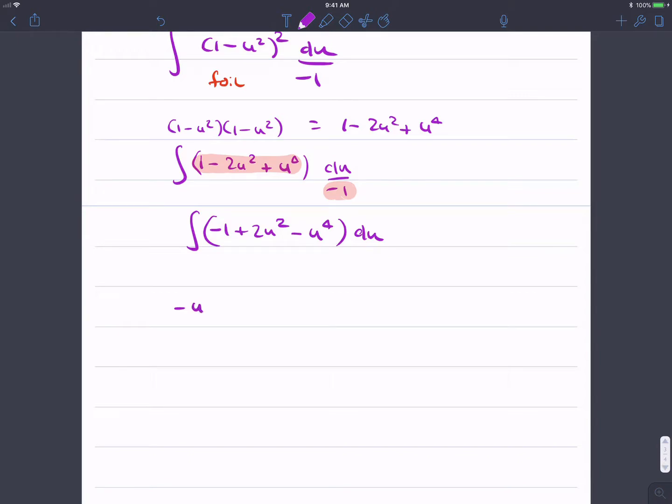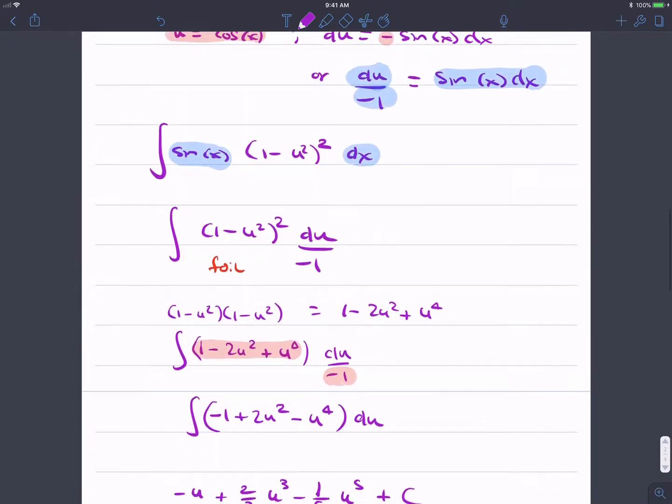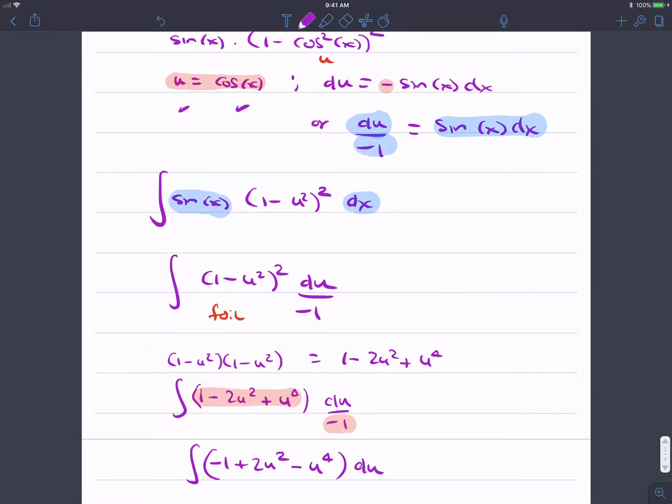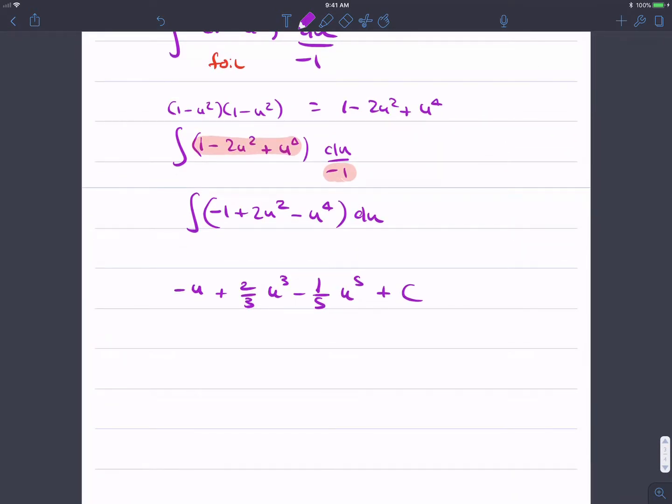Integrating, I get minus u plus 2/3 u to the 3rd power minus 1/5 u to the 5th power plus c. And don't forget, u here again is cosine. So let's write this final answer: minus cosine x plus 2/3 cosine cubed x minus 1/5 cosine to the 5th x plus our constant c.